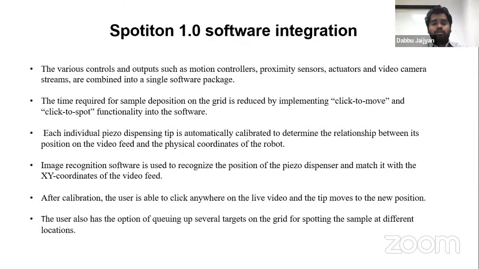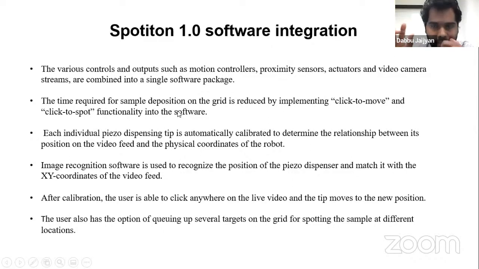Now let's go to the software design, the Spotiton 1.0 software integration. This software comes as a single package that can control various inputs and outputs, such as the motion controller, proximity sensors, actuators, and video cameras, all combined into a single software. The time here can be reduced by a lot because the software has click-to-move and click-to-spot functions.